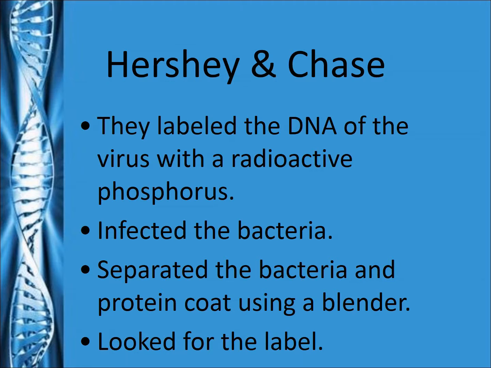They were able to use radioactive phosphorus to label the DNA, because we find phosphorus in DNA, but not necessarily in protein. So they then used this DNA that was heavy with phosphorus inside the virus, and they infected bacteria with this virus. Again, they separated the bacteria from the protein coat and looked for where they found the label. Was the label going to be inside the bacteria or outside?